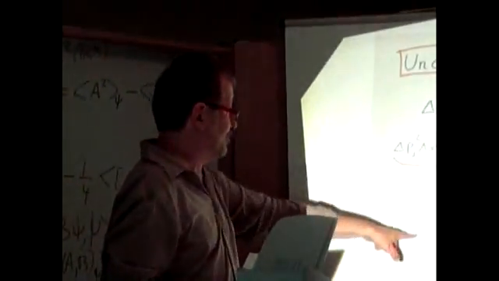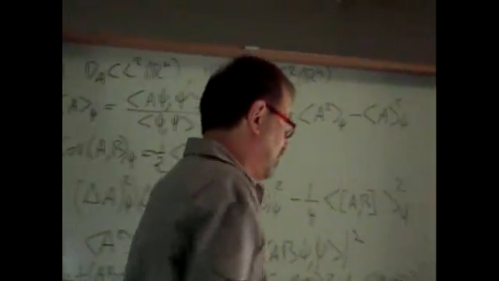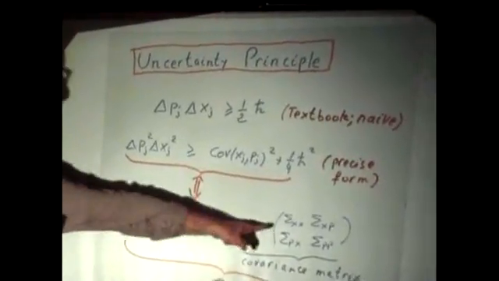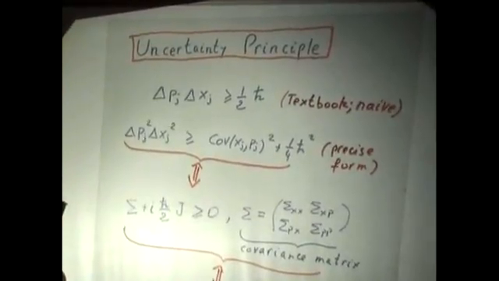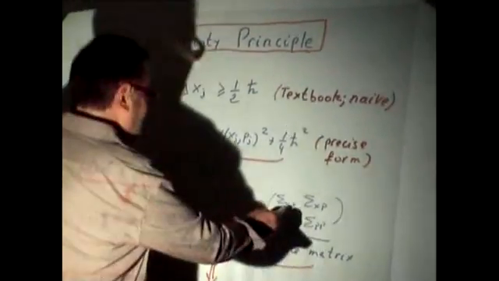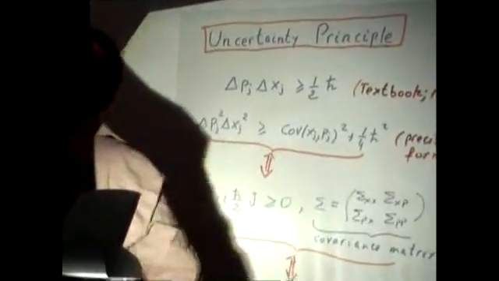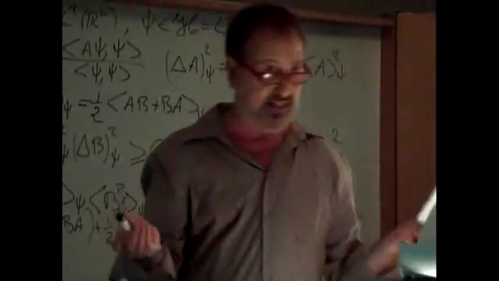I'm not going to prove this here because of lack of time. It's not very difficult. What you do is rewrite this inequality, taking into account the definition of the covariance matrix here. What's sigma xx? That's just delta x squared. Sigma xp is the covariance of x and p. This is the transpose of this, and this is the variance delta p squared. That's all. In the general case, it's the same thing.